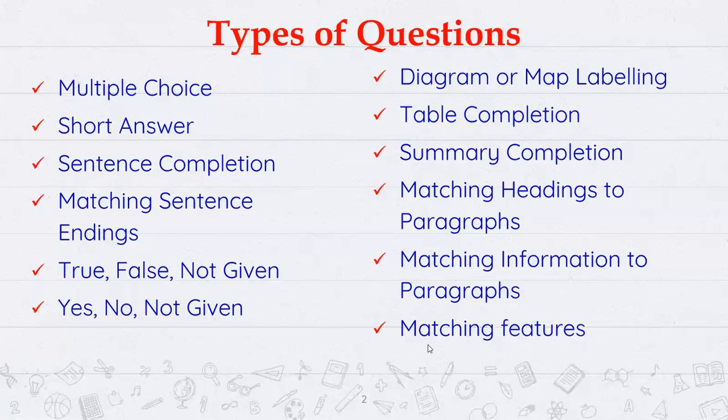Matching features. You deal mostly with names over here. Names, then maybe statements ascribed to them or their inventions, or you deal with dates and what happened on those dates with regard to information you have in the passage. Or you may deal with technical terms and their definition. So you have the terms over there and you have to get their definition.